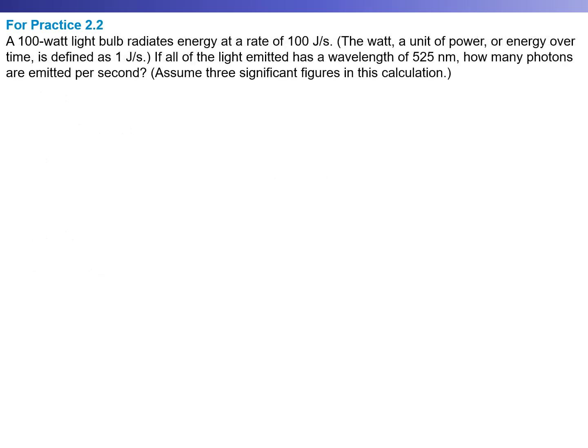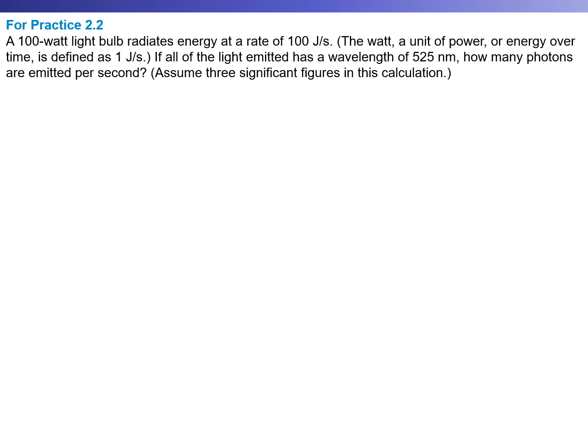Now in problem 2.2, we're given that we have a 100-watt light bulb that radiates energy at the rate of 100 joules per second. And they're basically telling us here that a watt is equal to 1 joule per second. Now, if the light that is emitted has a wavelength of 525 nanometers, they want to know how many photons per second are being emitted by this light bulb.